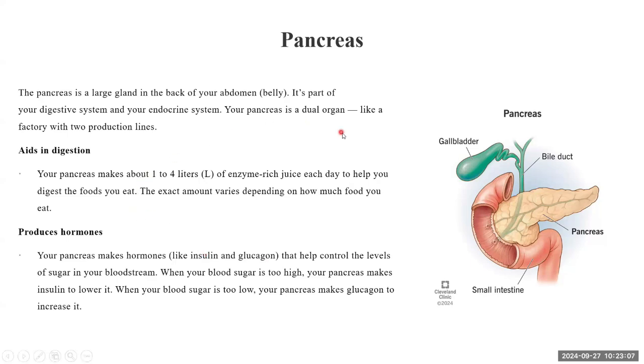Now I'm going to repeat the functions of the pancreas. This is the pancreas. There are two types of function. One is exocrine and one is endocrine. It helps to digest food by two enzymes, which are amylase and lipase. The other function of the pancreas is to secrete hormones, insulin and glucagon, that are directly sent to the blood, and these two hormones regulate blood sugar levels accordingly.